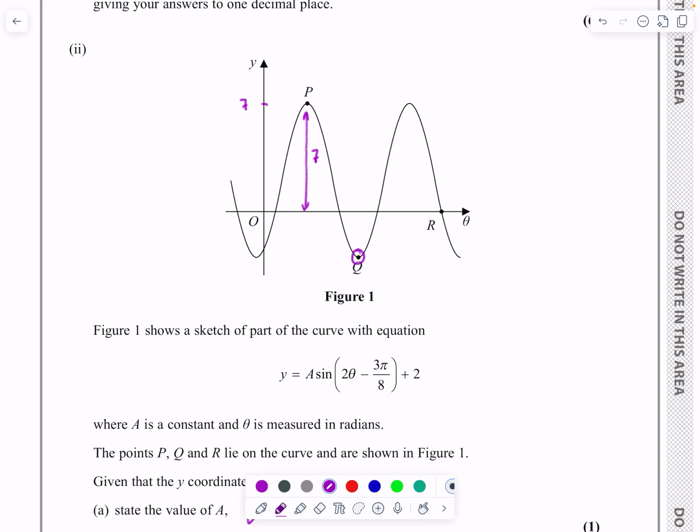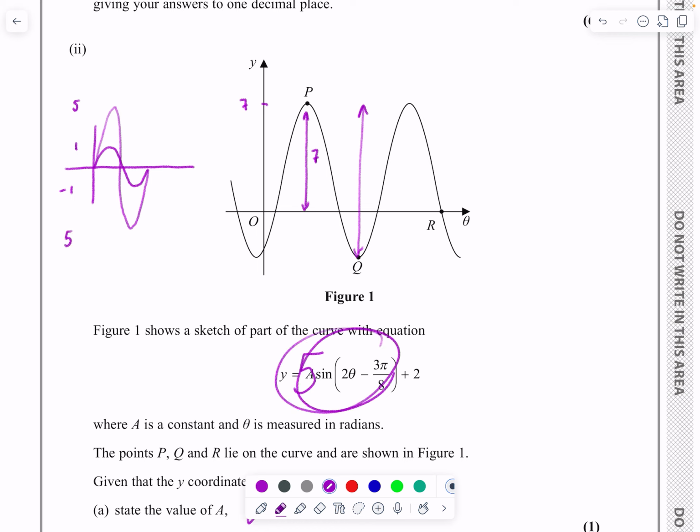Well, what I can do for that then is I can think about what this range is going to be here. Now, on my normal sine graph, my range would be 1 to minus 1. But the thing that I've just worked out is that a is equal to 5. So if a is equal to 5, this graph is going to be stretched by scale factor 5 here, maximum value of 5, minimum value of minus 5, just for that bit there.